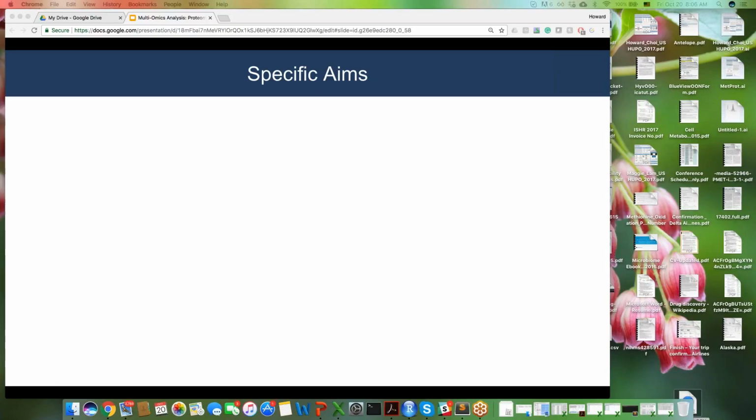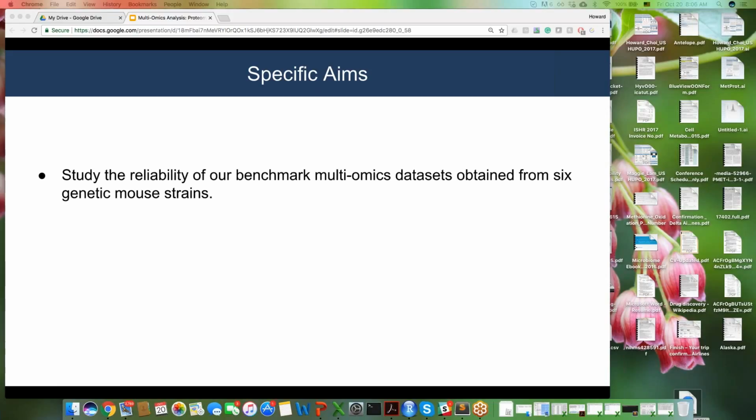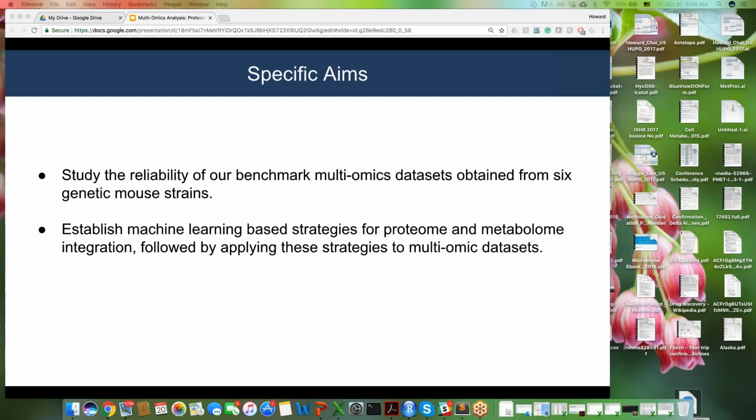So in today's talk, we have 3 specific aims. Aim 1 is to study the reliability of our benchmark multi-omics datasets obtained from 6 genetic mouse strains. Aim 2 is to establish a machine learning-based strategy for proteome and metabolome integration. And lastly, aim 3 is to incorporate the method into MetProt and also develop the visualization tool.